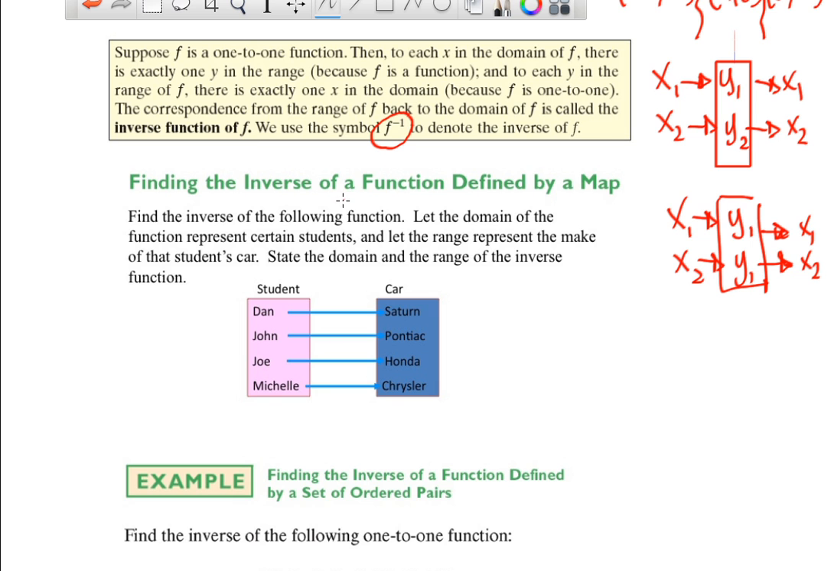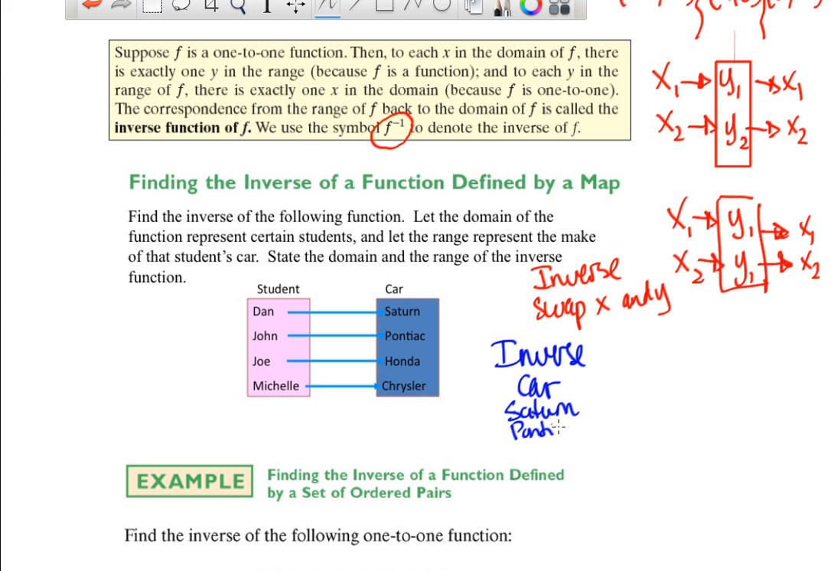Okay, let's go look at an example. It usually works a little easier in the example. So let's find the inverse for the following function. The domain is a student, and the range represents the make of the student's car. State the domain and the range of the inverse function. Okay, so for the inverse, we're going to swap x and y. So my inverse function would look like this. The x value becomes the car. So it would be a Saturn, Pontiac, a Honda, and a Chrysler.